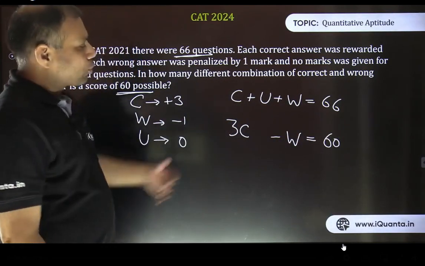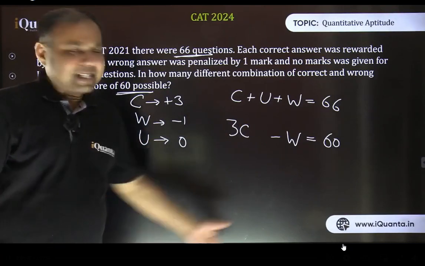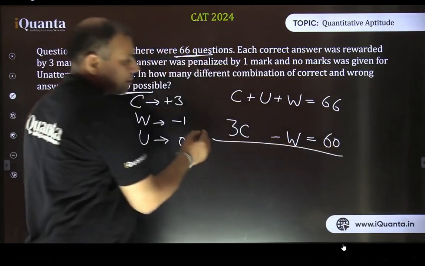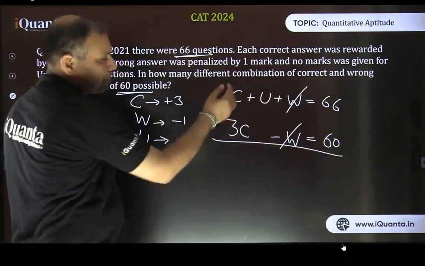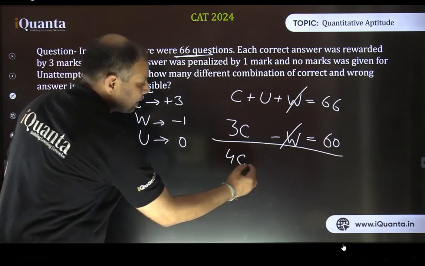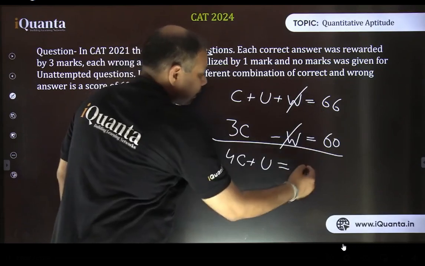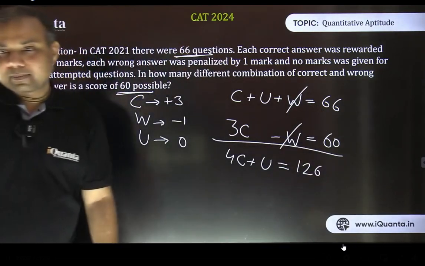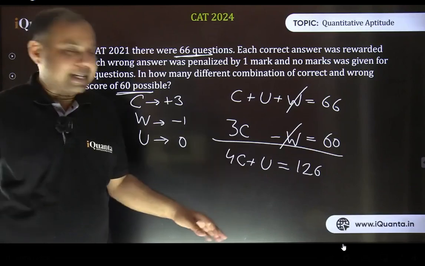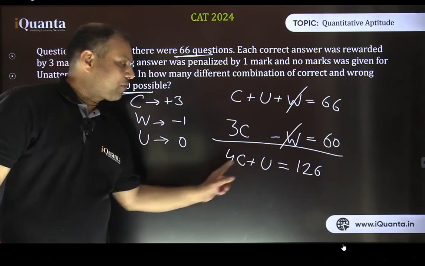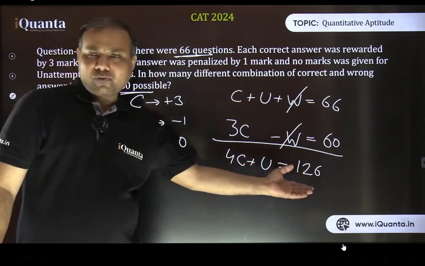So how is it possible, that's what we need to figure out. How should we proceed now? Let's add the 2 equations. One variable will be eliminated, right? If I just add the 2 equations, W will be eliminated, plus W minus W. I will be left with 4C plus U equals 126. Fine, and that much is sufficient. Now we just need to find the solutions. Will there be solutions? Yes, because the highest common factor of the coefficients is 1, and 126 is a multiple of 1.